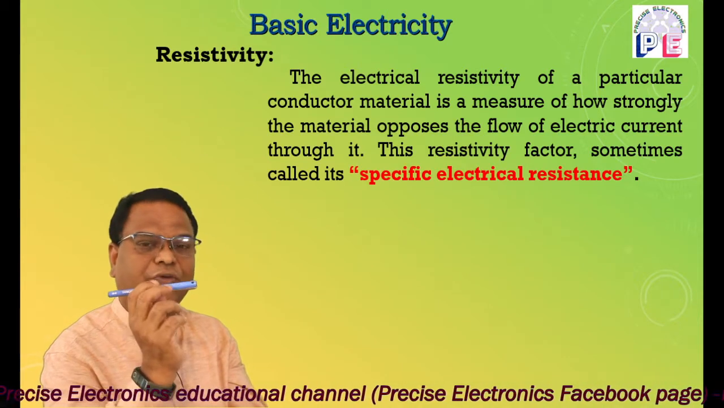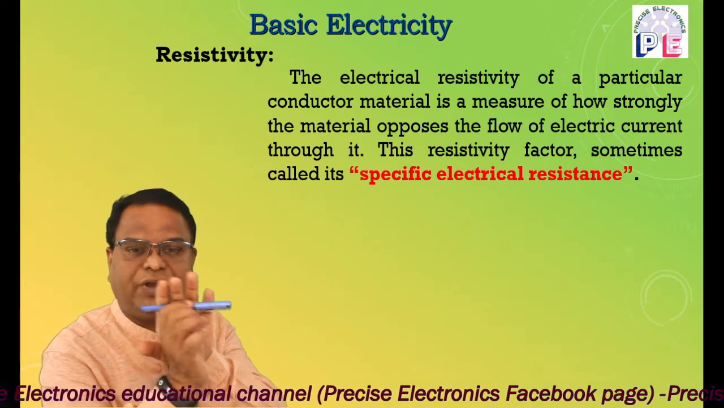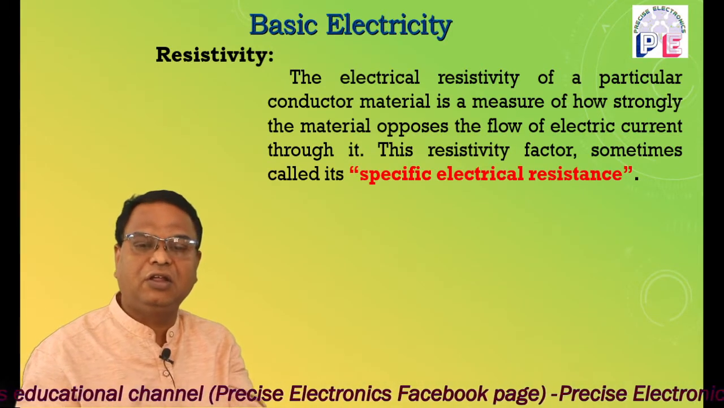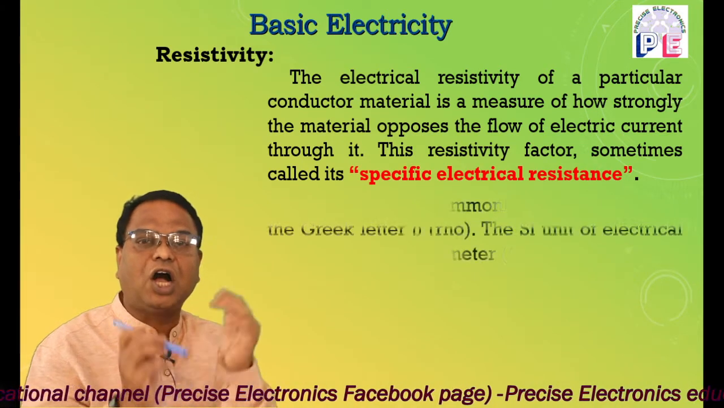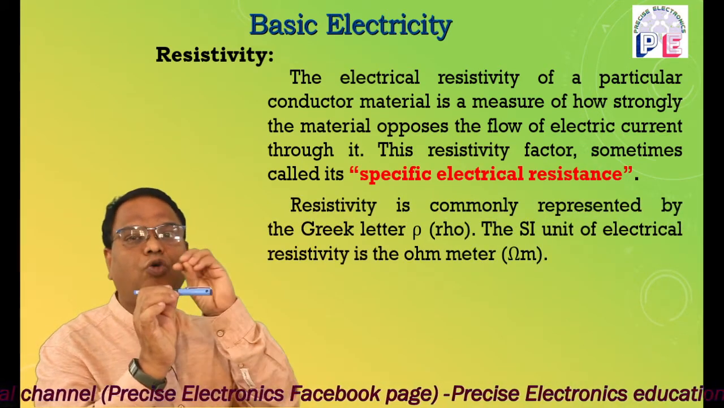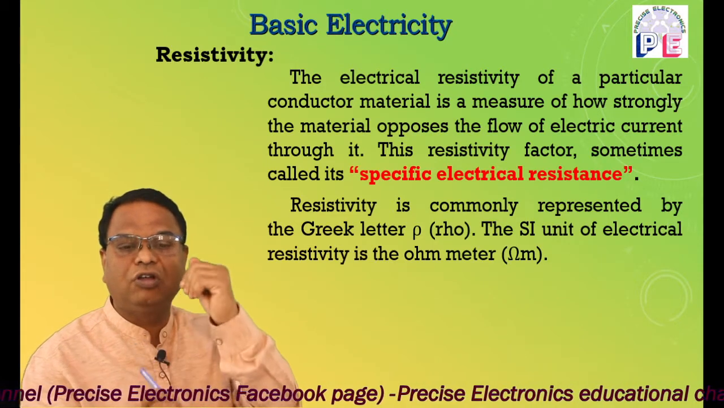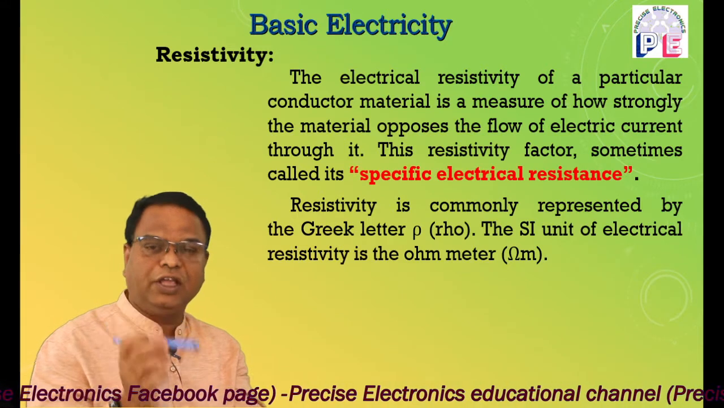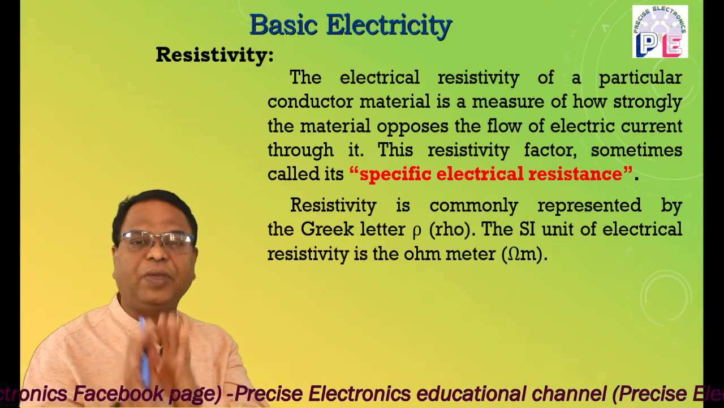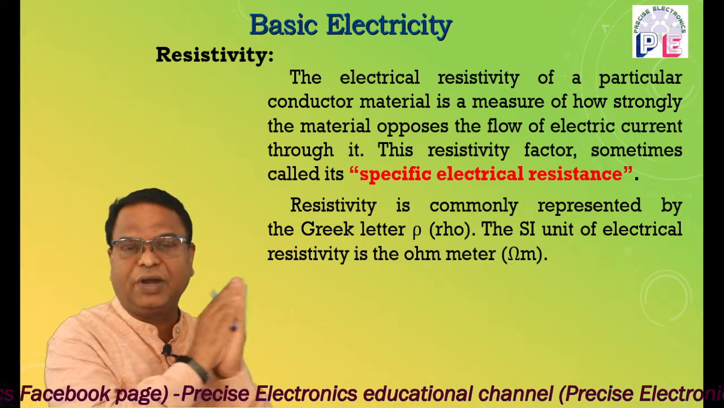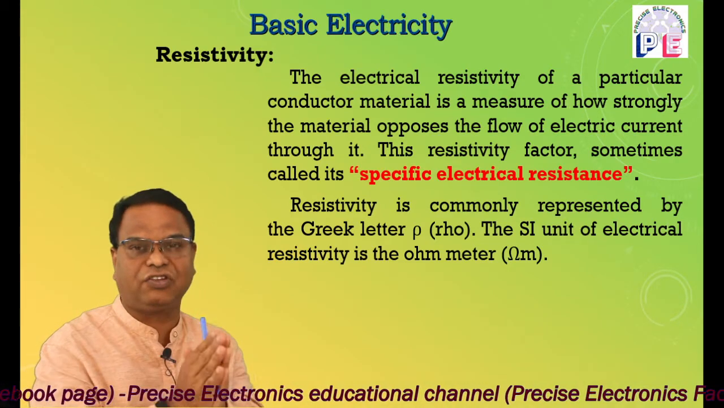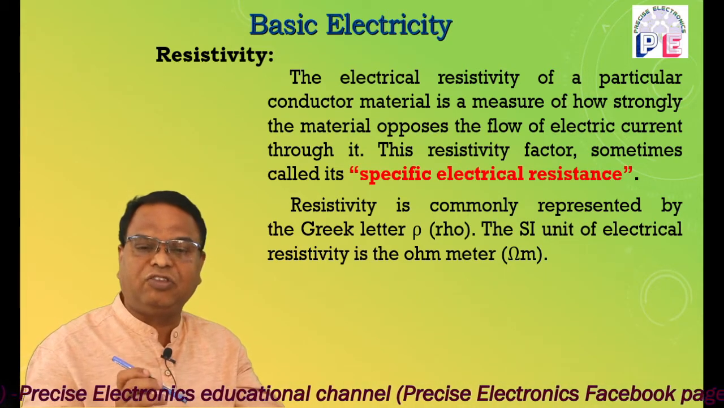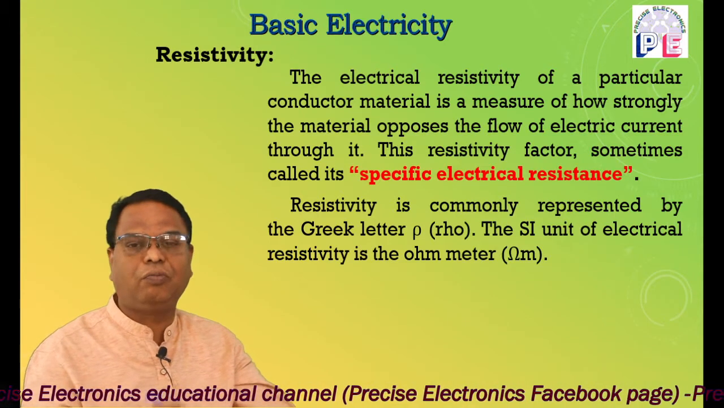The electrical resistivity is a property of that particular conducting material that measures how strongly that material opposes the flow of current. And this resistivity, rho, is mostly known as the specific resistance of that material, the specific electrical resistance, because it opposes the electric current. So rho is nothing but the specific electrical resistance of a material.